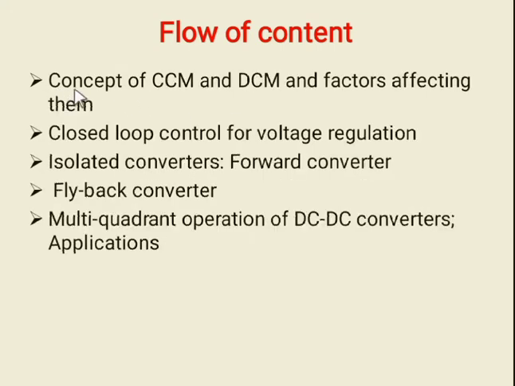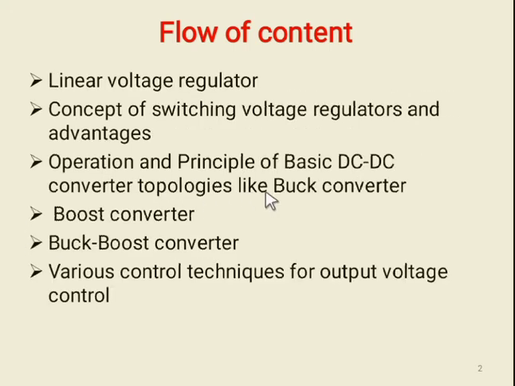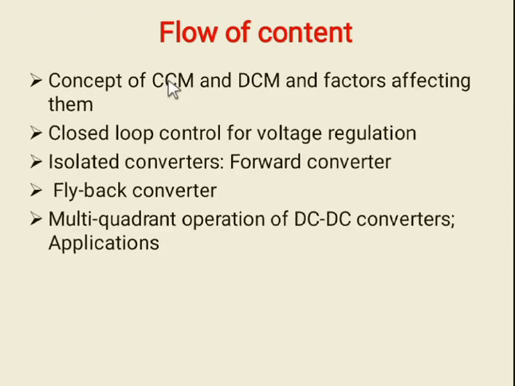The next topic is the concept of CCM and DCM. CCM means continuous conduction mode, and DCM is discontinuous conduction mode, which is already covered with the different DC to DC converters like buck converter, boost converter, and buck boost converter, each with continuous conduction mode and discontinuous conduction mode. So this topic is already covered with the different types of DC to DC converters. In this lecture we will discuss the closed loop control for voltage regulation.